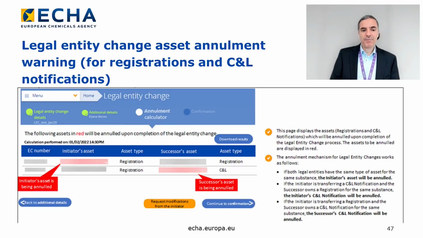And the last thing that we have prepared, because we are aware that some companies will have to rearrange their accounts, is the annulment calculator. It warns you, in case you are transferring from one account to another, which of the registrations or CNL notifications might be annulled if you proceed. If you get a warning and you don't want to proceed, you simply send it back to the initiator of the legal entity change transfer, and they will be able to correct it. This information we are providing to you in the manual, so take a look at the manual.